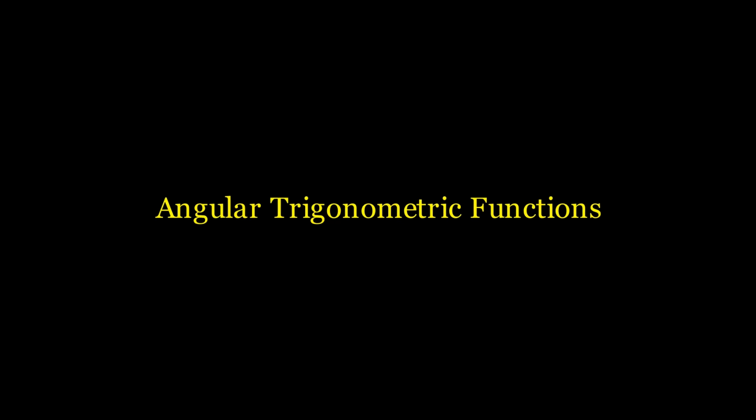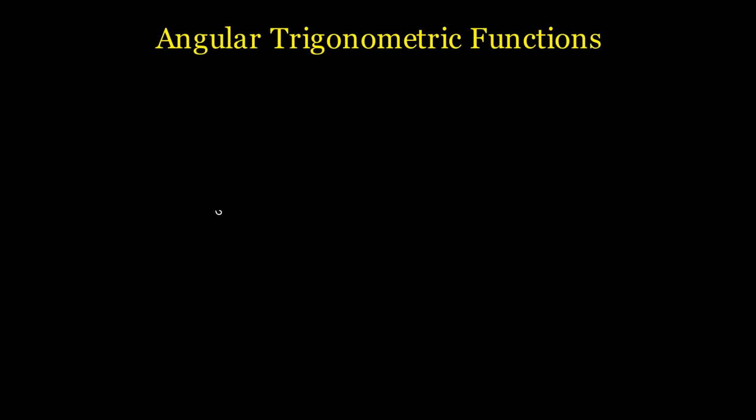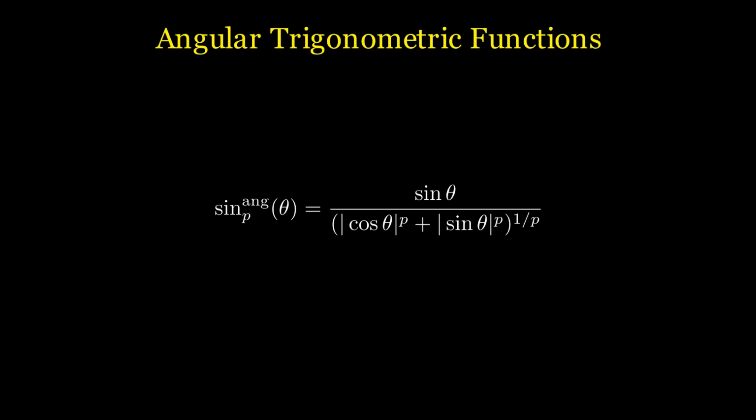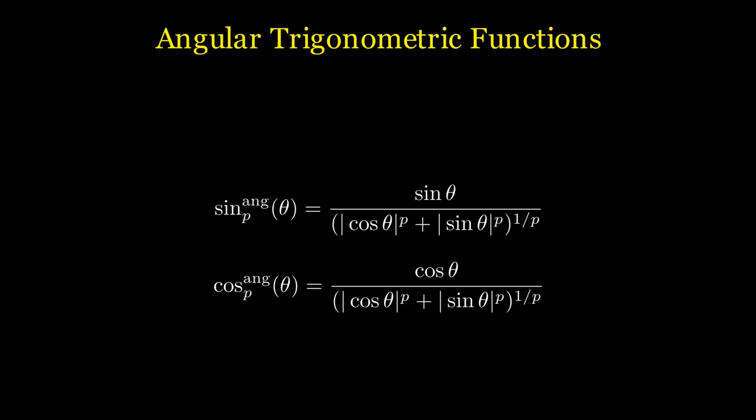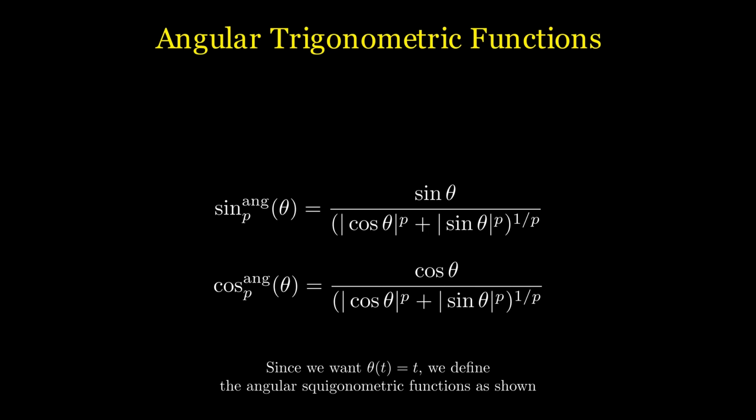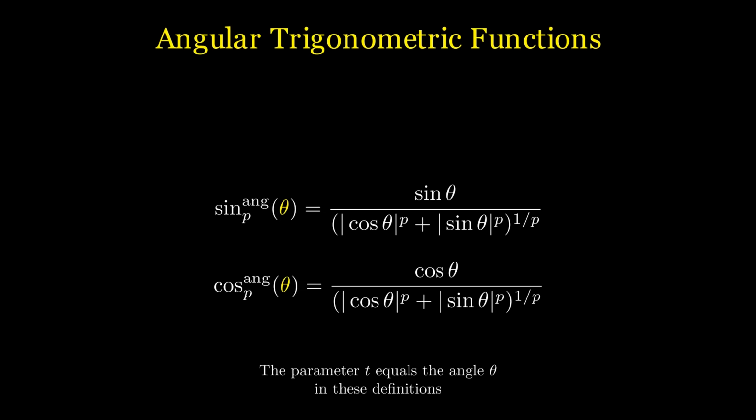Since we want to express theta in terms of t, let us define the angular squigonometric functions sine p angular and cosine p angular of theta. With these functions defined, we can now also parameterize the squircle via angle and create a sine p function that depends on the angle rather than the area.